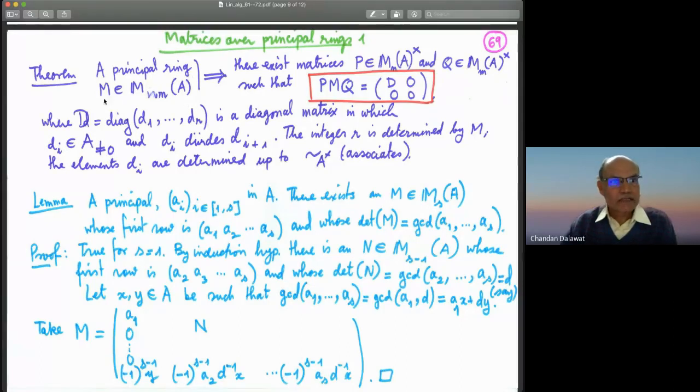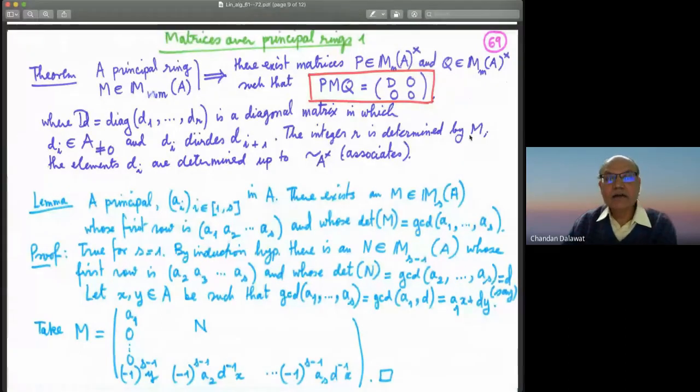If I have a matrix M with n rows and m columns, then I can find an invertible matrix P of size n and an invertible matrix Q of size m, such that PMQ is [D 0; 0 0], where the top left-hand entry D is itself a diagonal matrix of size r, in which the diagonal entries d1 to dr are non-zero elements of your ring A, each one dividing the next.